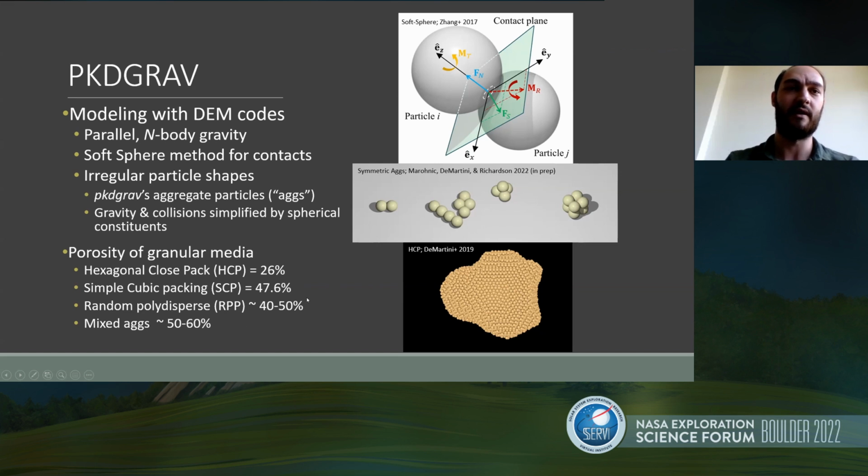I'm going to show that in simulations with randomly packed polydispersed spheres, that's spheres of different sizes packing randomly, not in an organized manner, we get about 40 to 50% porosity. And when we have systems with randomly packed mixed aggregates, so irregular shapes, we can get 50 to 60% porosity with little else going on in the system.